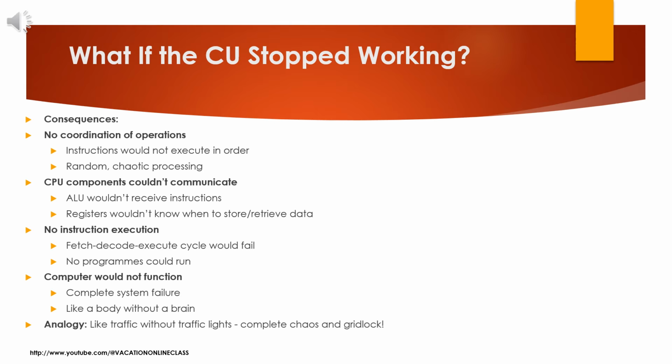Think of it like a human body without a brain to send signals to the limbs. Or going back to our traffic light analogy, it would be like a major city with no traffic lights or signals. You would have immediate chaos and gridlock, and nothing would move. This highlights why the control unit is often called the brain within the brain of the computer.